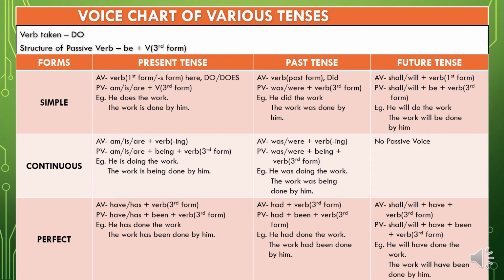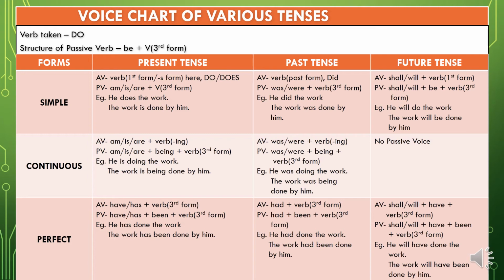Then in simple past tense, what will happen? The verb takes its past form, and for example do will become did in active voice. Then in passive it will become was or were plus verb third form. For example, he did the work, and then the work was done by him. Because it is in past form, that is why we have to use the past form of the be verb, and then the do verb's past participle done, and then by him.